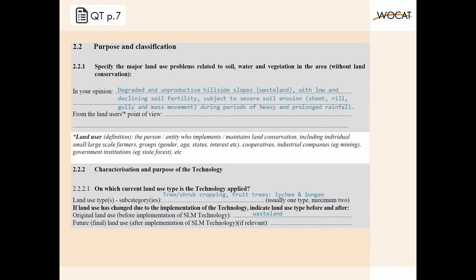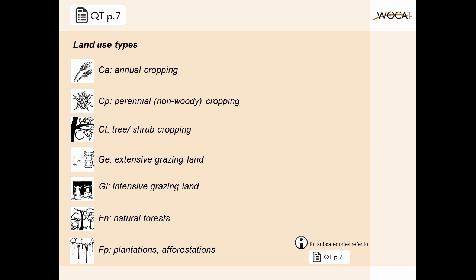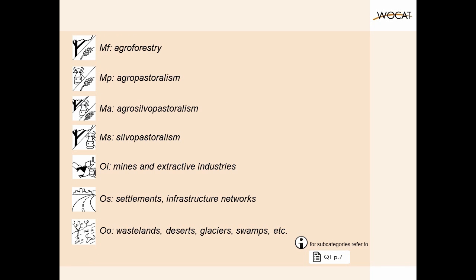If the land use has changed due to the implementation of the technology, indicate the original, current, and final land use. The main land use types according to WOCAT are annual cropping, perennial cropping, tree and shrub cropping, extensive grazing land, intensive grazing land, natural forests, plantations, afforestation, agroforestry, agropastoralism, agro-silvopastoralism, silvopastoralism, mines and extractive industries, settlements, infrastructure, wastelands, deserts, glaciers, swamps, and so forth.